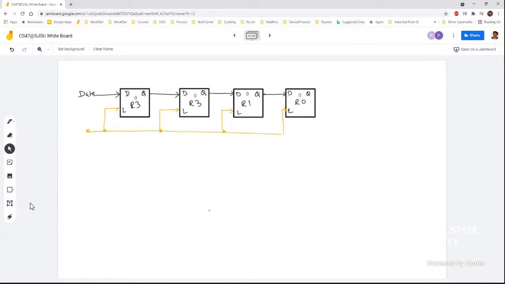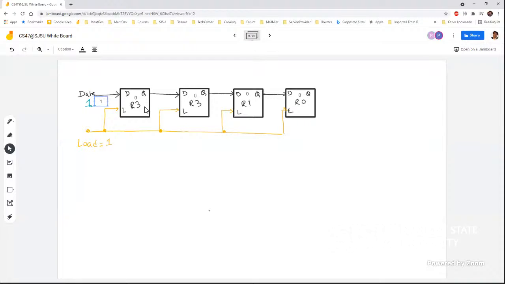Now you place a 1 here at the data, and with load equal to 1, what happens in each clock cycle is that this data will be written over here, this data will be written over here, this data will be written over here, and this data will be written over here. Okay, so let's place that 1 here.